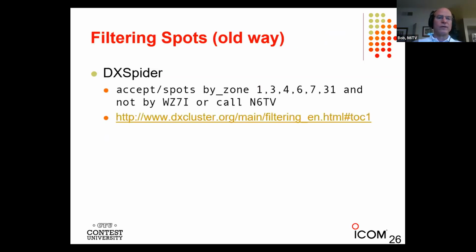So there's an old way of filtering the spots, which is you type in commands like this. In this case, I don't want to see spots from the entire world. I just want to see spots from these zones, which are on the West Coast: zone 1, 3, 4, 6, 7, 31. You could argue zone 4 isn't on the West Coast, but close enough. And I didn't want any spots by WZ7I because he's actually in Pennsylvania. But I do want to see every spot of my own call sign. So that was the command you would enter.